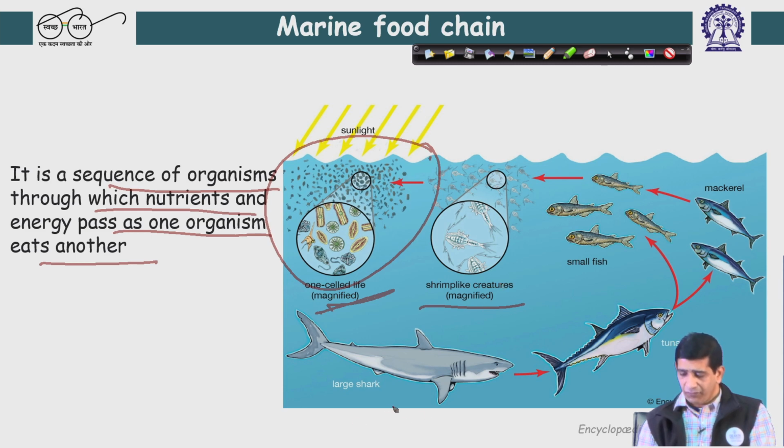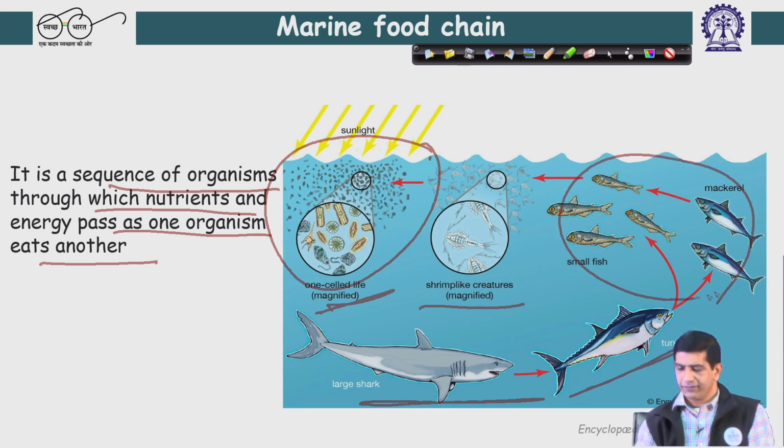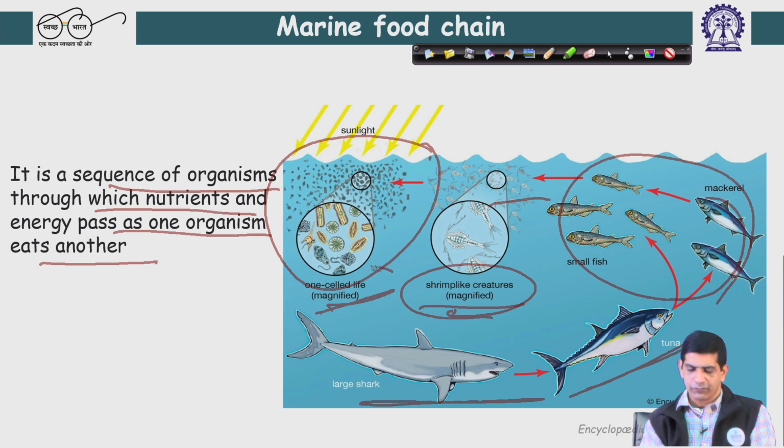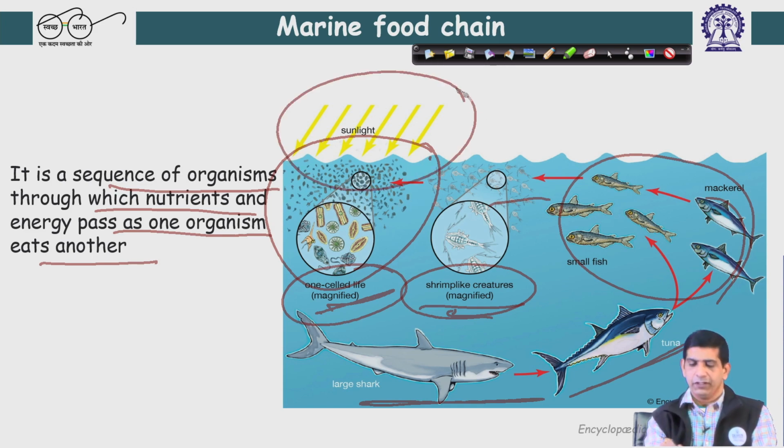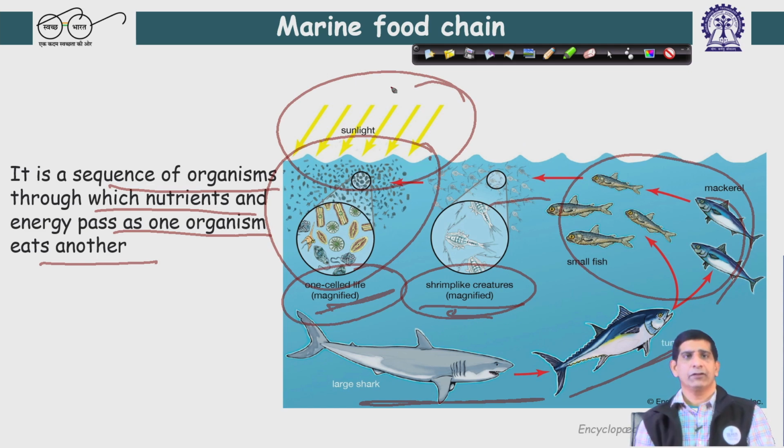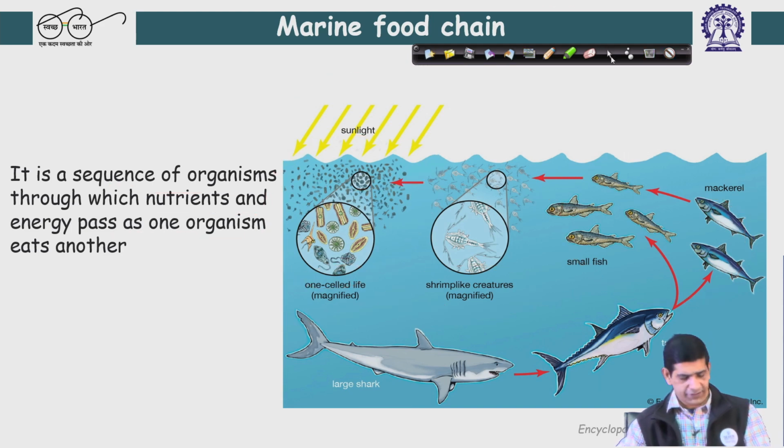The large shark will eat tuna. Tuna will eat these small fish, and these small fish eat shrimp-like creatures. Then these creatures eat those one-cell life forms, the magnified ones, and they are getting food from all these phytoplankton and other organisms, which get their energy from the sun. So this is your typical marine food chain, and this is how the flow of energy happens in a marine system.